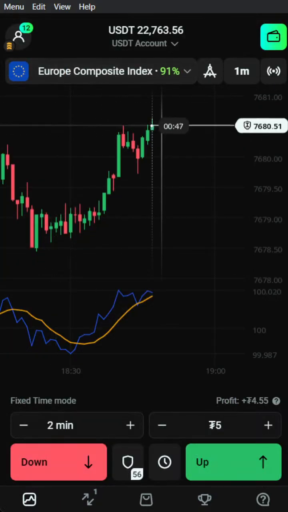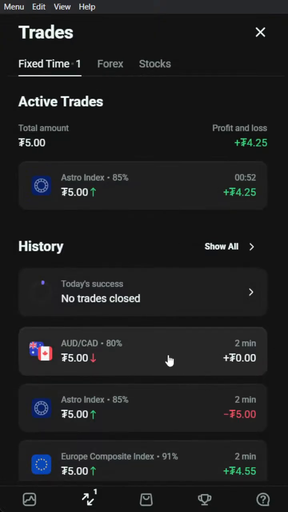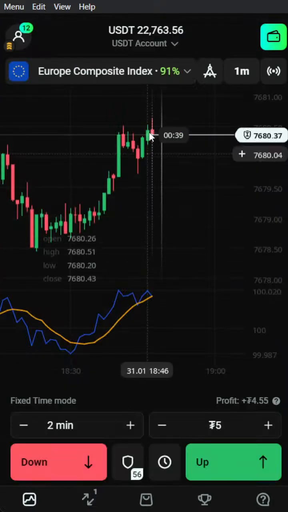No signal here. What happened to our trade in AUD CAD? It ended up in no profit, no loss. We have Astro Index going on. Let's see.